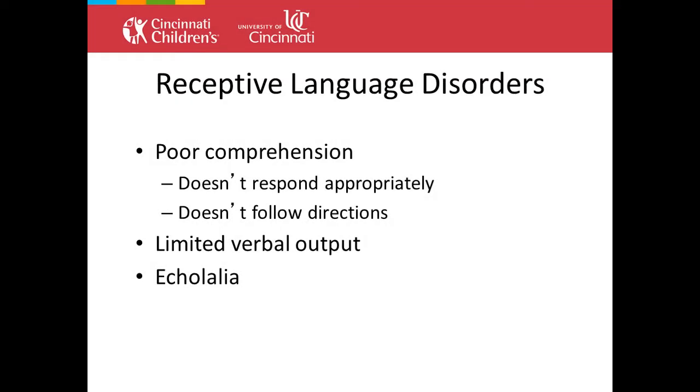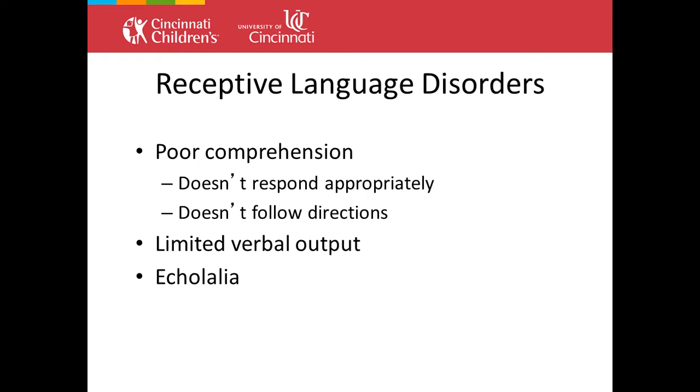Now let's talk about language disorders. When a child has a receptive language disorder, in other words, the child doesn't understand what's being said to him, what we find is that the child may not respond appropriately. So when the child is asked to do something or asked a question, the child really can't respond appropriately to that request or that question. In addition to that, the child will have limited verbal output. And the reason for this is that the child needs to be able to understand the words and the sentence structures before the child will be able to actually use those himself.